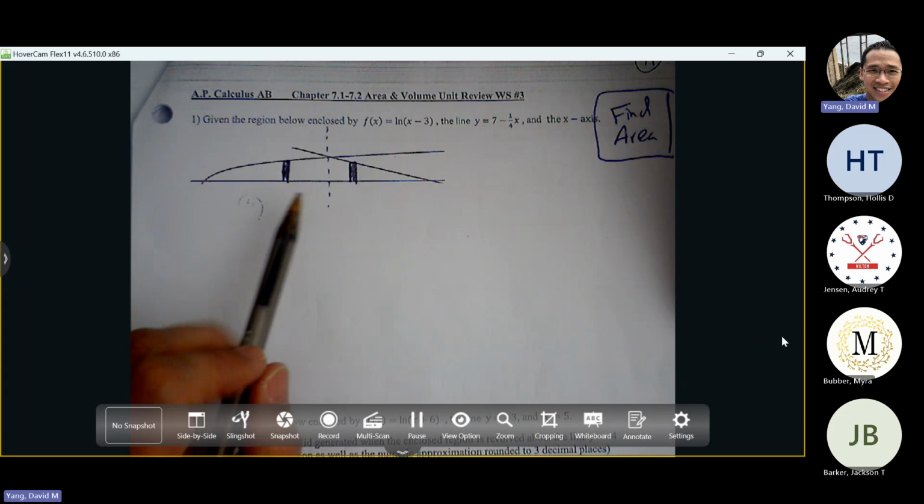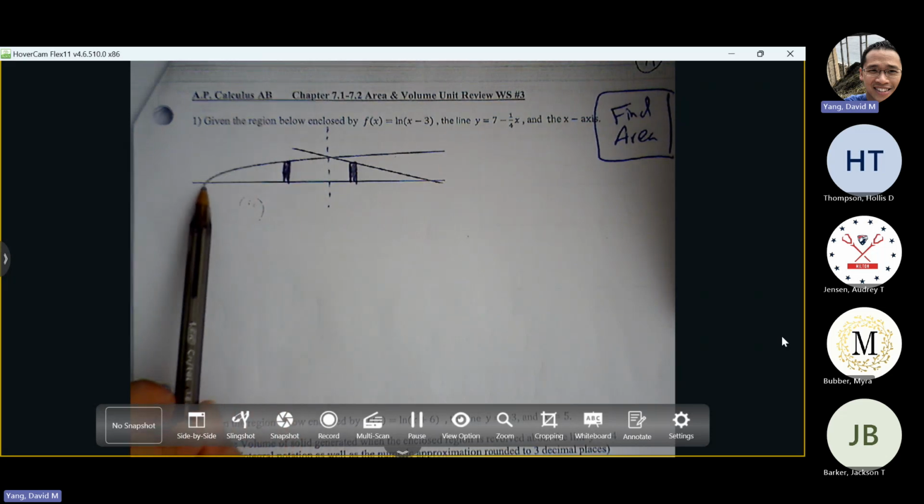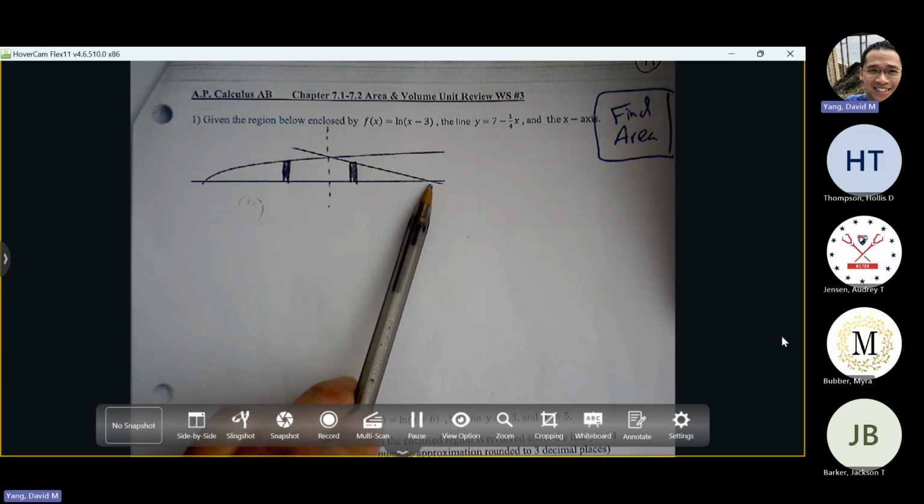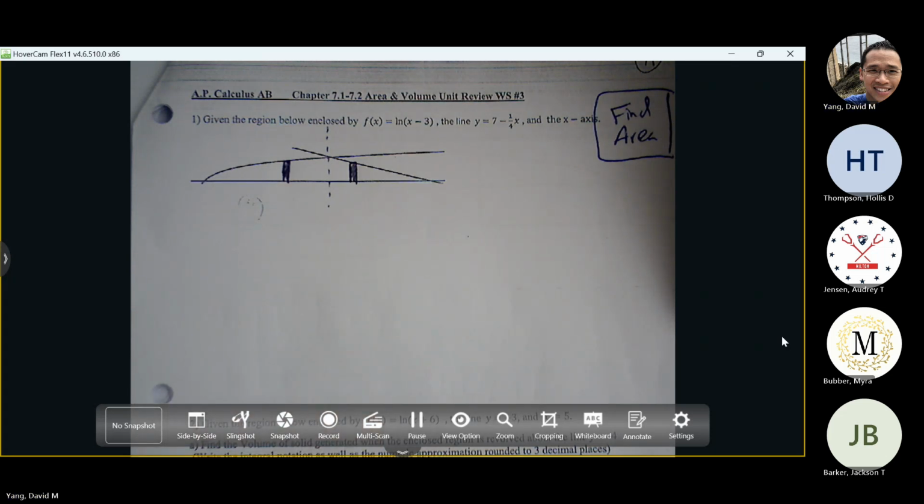So we're going to have to use our calculator, find an x-intercept, find the intersection, and find the other x-intercept. So go to our calculator.